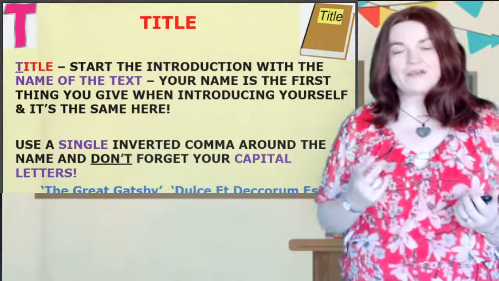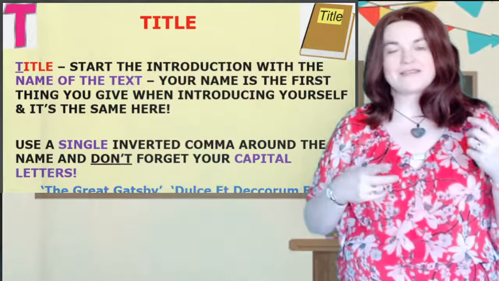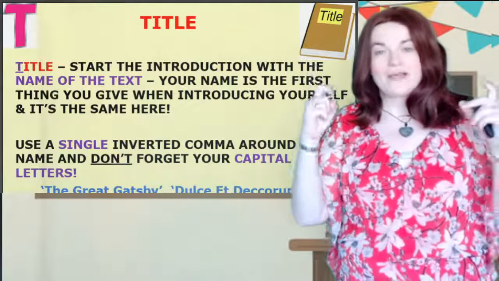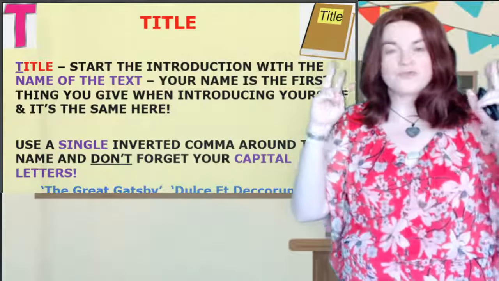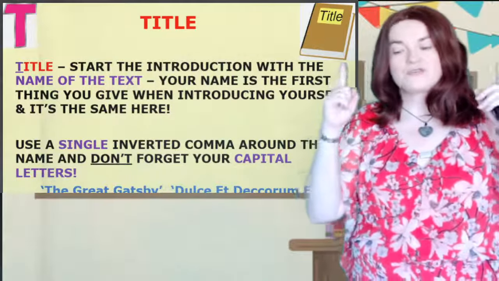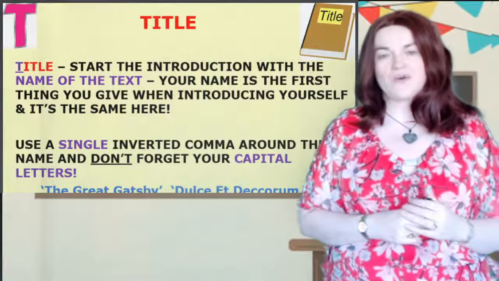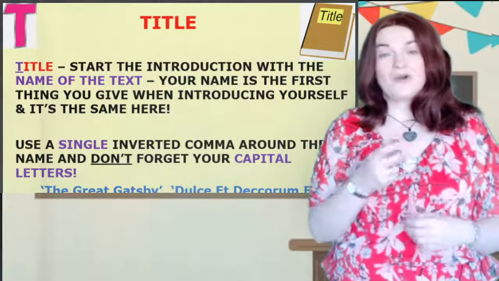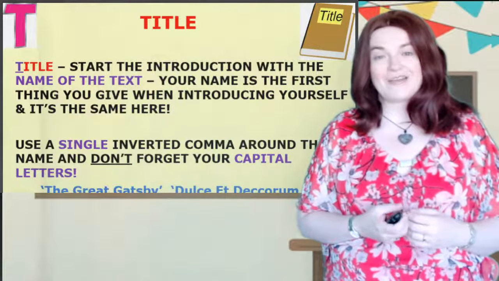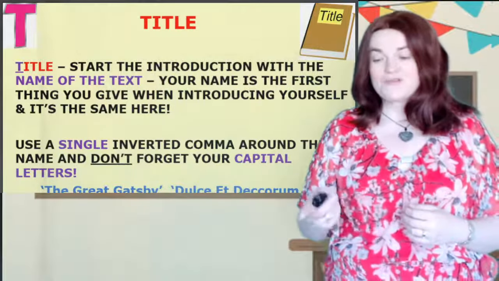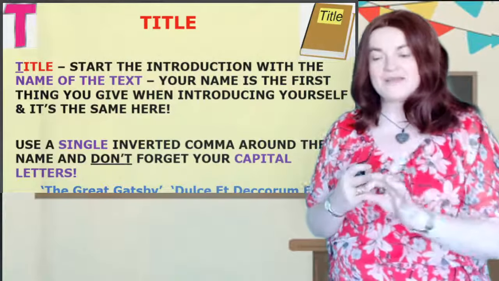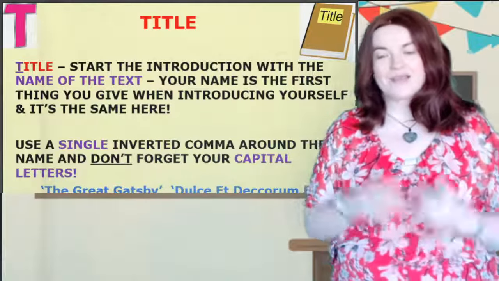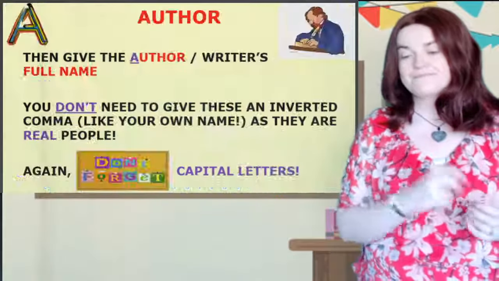Don't forget, because it's the name of something, and probably a fictional piece, any title gets 1 inverted comma. Don't use 2 because that's quotes. So just use 1 single inverted comma, and don't forget your capital letters. You don't want the first thing the marker or the reader sees is that you can't even be bothered giving it a capital. So for example, The Great Gatsby, they all get capital, so does Dulce et Decorum Est, and the inverted comma.